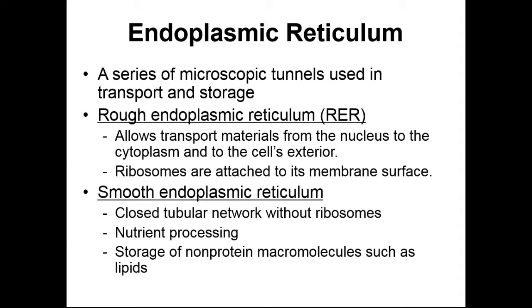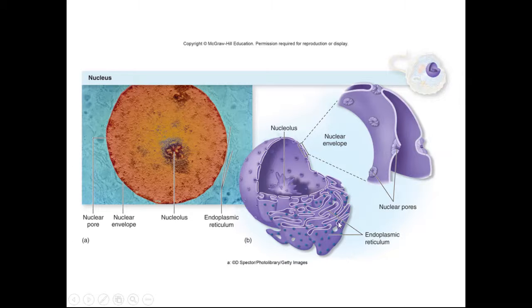The rough endoplasmic reticulum gets its appearance because it is covered in itty-bitty tiny little ribosomes, giving it a polka-dotted or rough appearance. If we go back a slide here, you can see a bunch of little blue dots on this endoplasmic reticulum. Those blue dots represent ribosomes, so we would call this a rough ER.